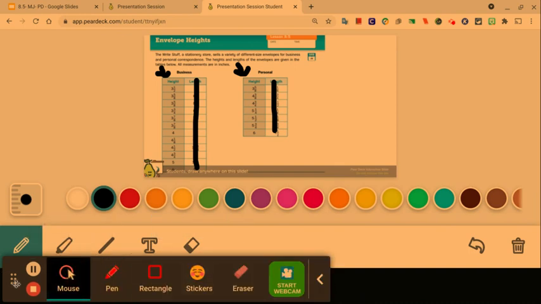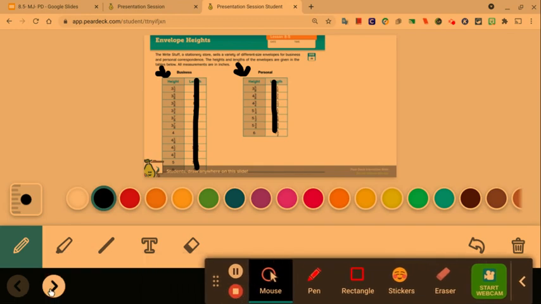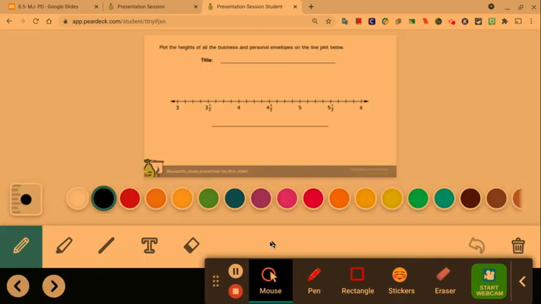Okay, hang on a second. If I come over here and go to my next slide, I'm going to see that line plot here. So make sure you give it a title, okay? Something about the heights of the envelopes. You know that the envelopes are all measured in inches, so you would have to put your label down here.